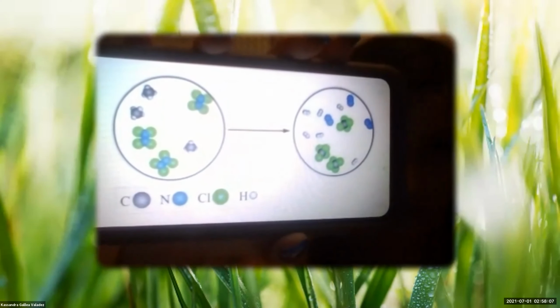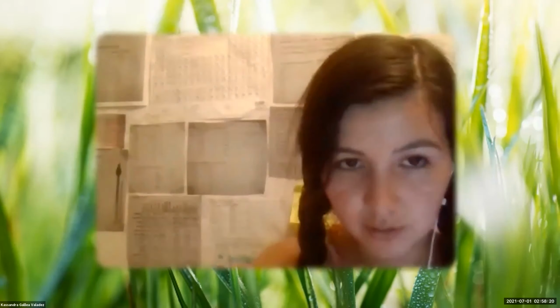Let me stop the screen share again. All right, put it up again so I can see. Carbon is gray. Nitrogen is blue. Chlorine is green. And hydrogen is small. So it wants to write the balanced chemical equation for the reaction shown. When I saw that, I was kind of confused.